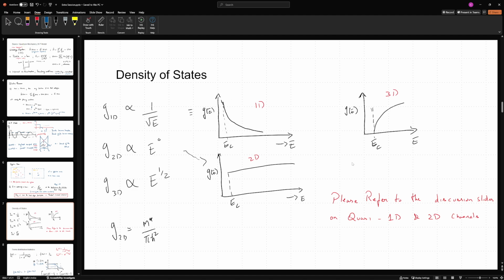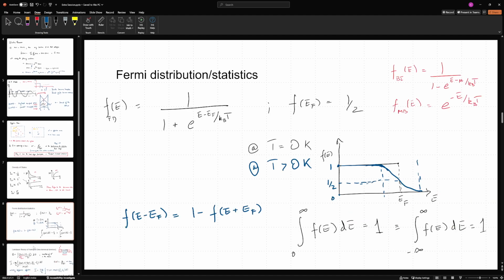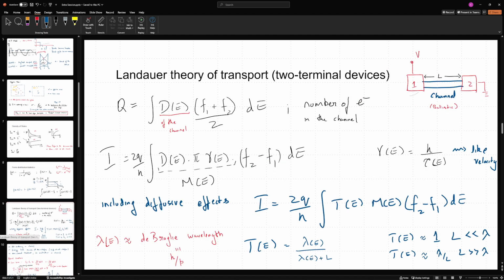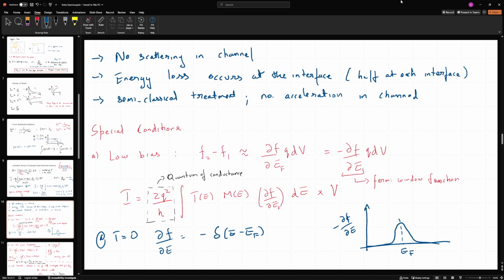Later on, some weeks after, we considered quasi 1D and quasi 2D materials and considered how their density of states will look like. So there we first came across the notion of subbands, and then we had a brief discussion about the Fermi-Dirac distribution, the Fermi statistics, and the various properties of the function. Using these quantities, we defined the idea of Landauer model of transport, stored charges, ballistic current, and we defined ballistic transport, the energy loss, or the various physical hallmarks of it, where energy loss occurs, whether there is scattering or not, is there any acceleration.